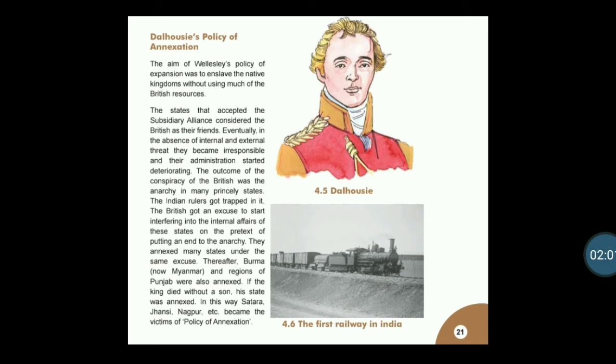Princely states means what? Small states that accepted the subsidiary or the annexation policy. So the Indian rulers got trapped in it. The British got an excuse to start interfering in the internal affairs of the states on the pretext of putting an end to the anarchy. Students, those who accepted this gave the British an excuse to start interfering in their internal affairs.